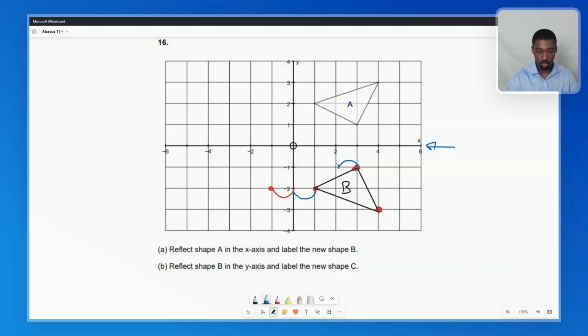Here we are 1, 2, 3 away. So we're going to go 1, 2, 3 away. Then here we are 1, 2, 3, 4 away. So we're going to go 1, 2, 3, 4. Here's our point. Connect these points. 2, 3, and this gives us our new reflected shape, which we label C. Here is our answer. Always take these questions step by step.